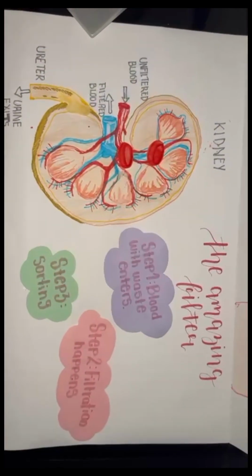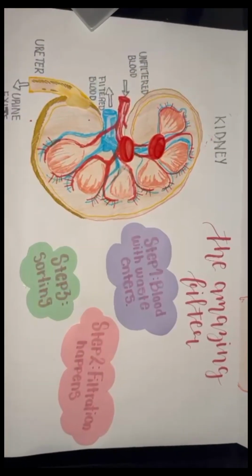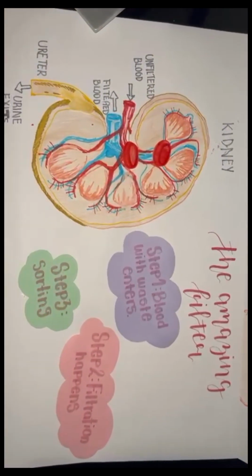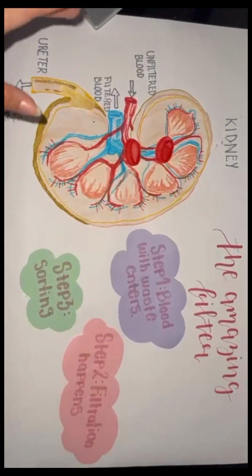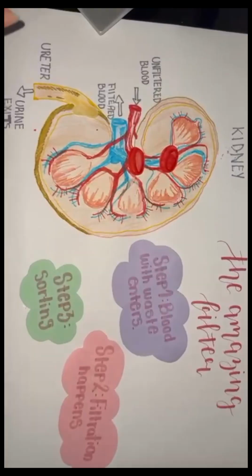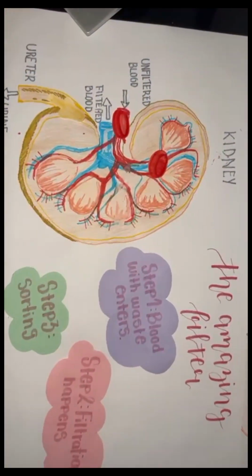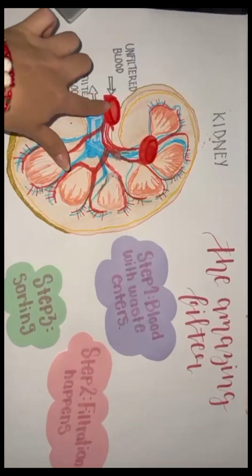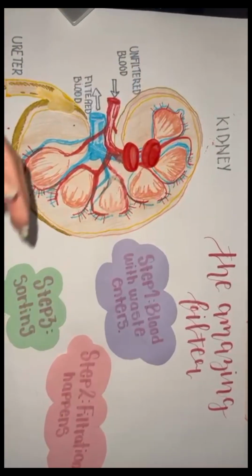So now let's move on to the second process, that is how the kidneys filter the blood. With this example, we're going to imagine how the kidneys filter. So we have that first the blood containing waste enters the kidney. Then the kidney separates what is useful from what is not.